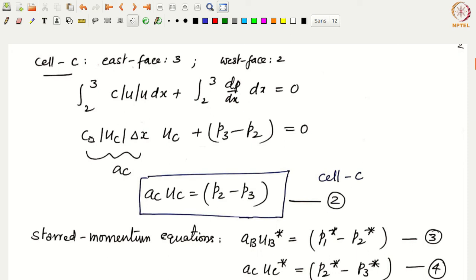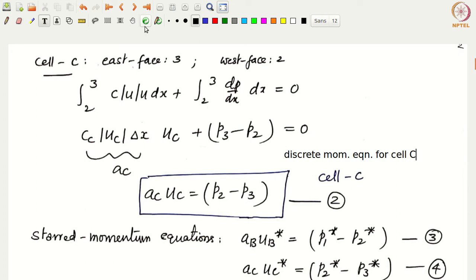So that's why CC mod UC delta x would be the constant if we call it AC. What we have is basically AC UC equals P2 minus P3. So this is the discrete momentum equation for cell C. Okay, so we have both the momentum equations.